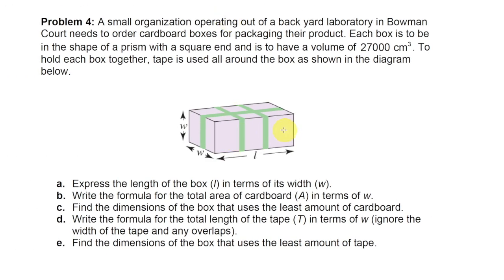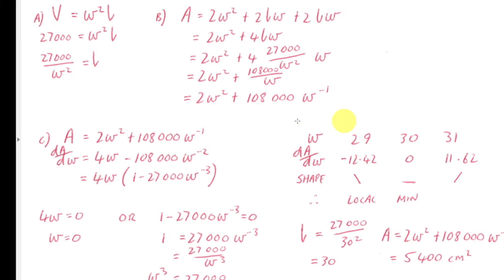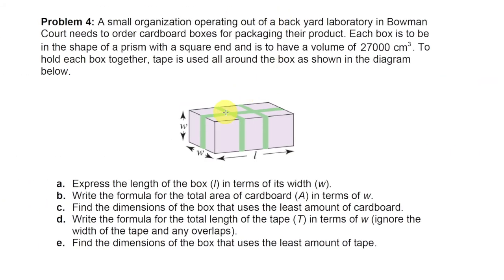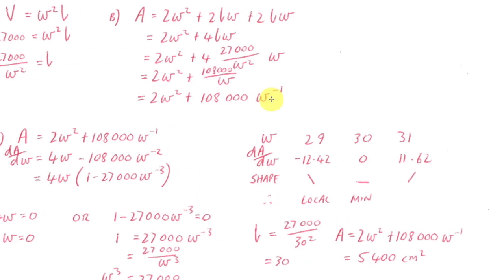So if we consider this face here, the front, and we're also going to have the back, and that dimension will be L times W. And then another 2LW. If you can imagine the top of the box, so it's an L times W, and then also that's going to be repeated at the bottom. So altogether here, the area is equal to 2W squared plus 4LW.